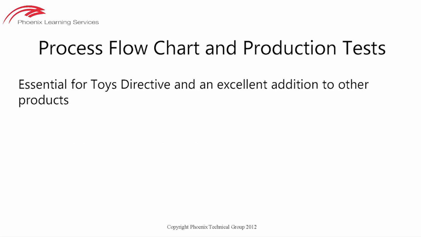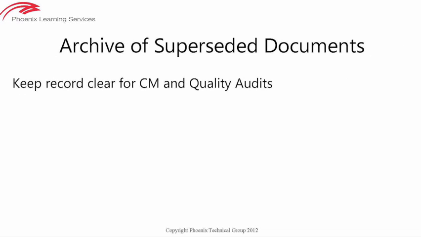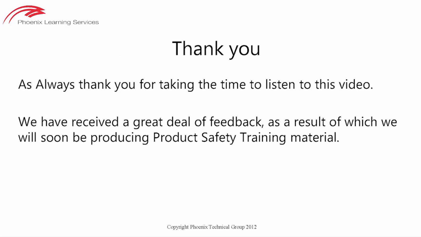Process control flowcharts and production tests. These are essential for the Toys Directive and an excellent addition to any other technical file. Knowing how the product was made and tested are also essential for the Toys Directive and make an excellent configuration record for your product. Last in this section, an archive of superseded documents. The last section is for other relevant material. There will always be an afterthought, well, this is where we think it should go.